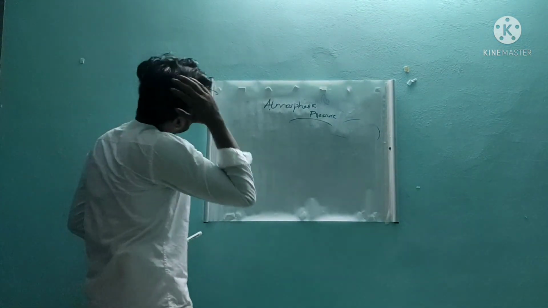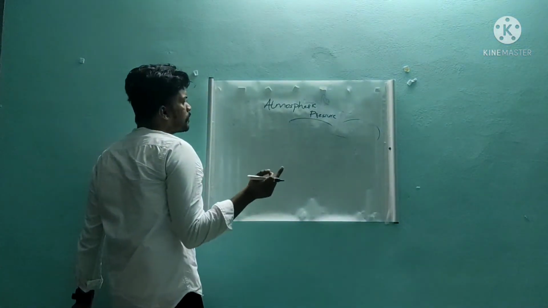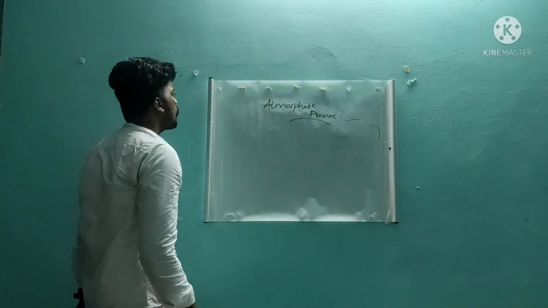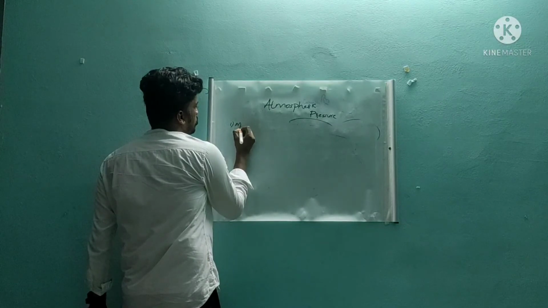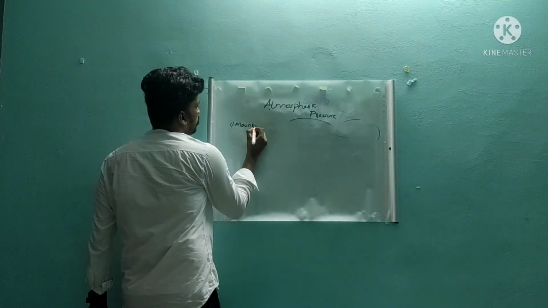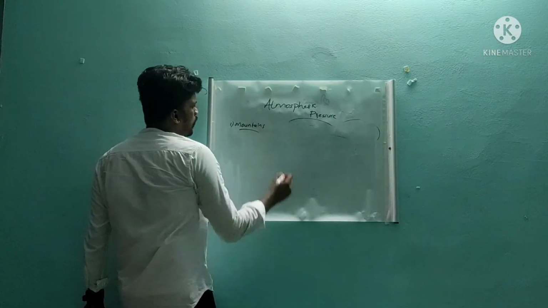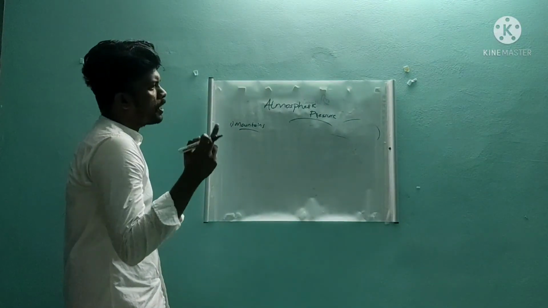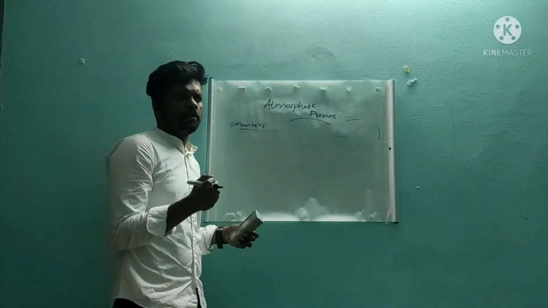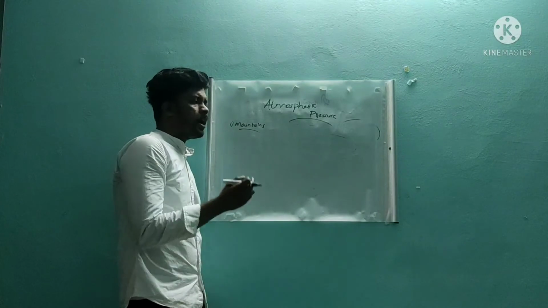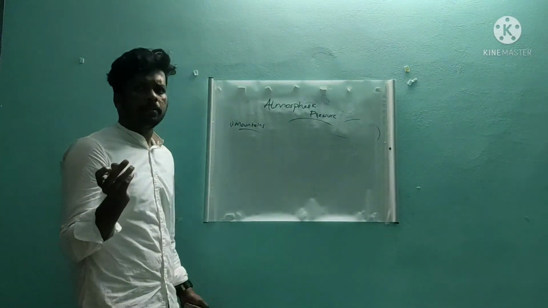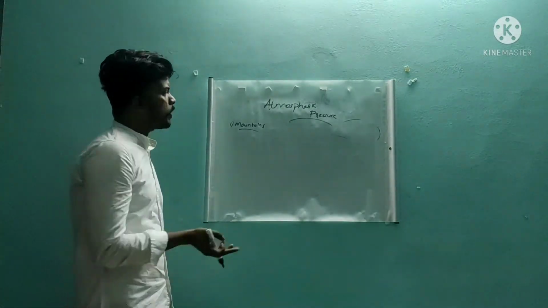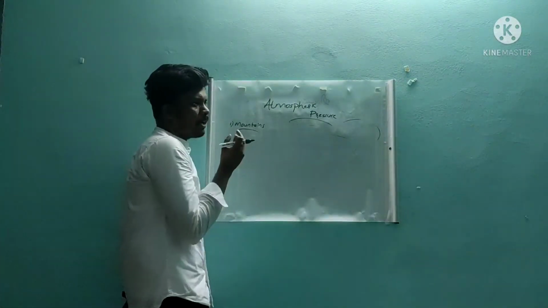Okay students, now we can consider some applications of this atmospheric pressure. First, we are talking about mountains. When we go to higher altitudes, there will be some problems in our body. Actually, blood will come from our nose and ears. You can see, when we go to high altitudes, blood will come.